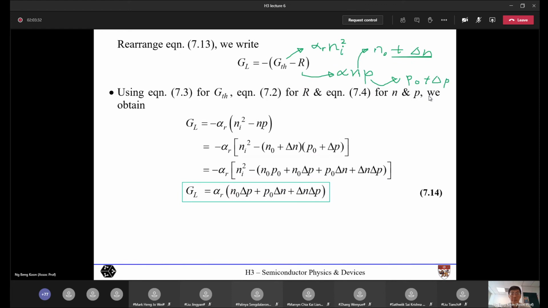Okay, so if you put all this in, okay, if you follow the derivation, right, you put all this thing in and you multiply out the terms, then you have for the NP, right, the product of the NP, you actually have a total of 4 terms, one of which is N naught P naught, which is essentially your Ni square. Okay, so we can actually cancel out this term with the Ni square from GTH. And that leaves us a total of 3 terms in your GL expression. Okay, there's 3 terms there.